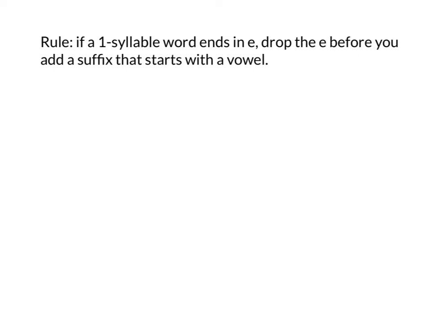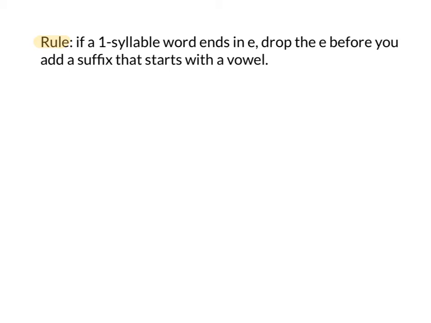Today we're going to learn about a spelling rule that's called the drop the E rule. So let's go ahead and read the rule and then we'll break it down because it's kind of complicated. It says, if a one-syllable word ends in E, drop the E before you add a suffix that starts with a vowel. Oh my goodness, that's a lot. So let's break it down.